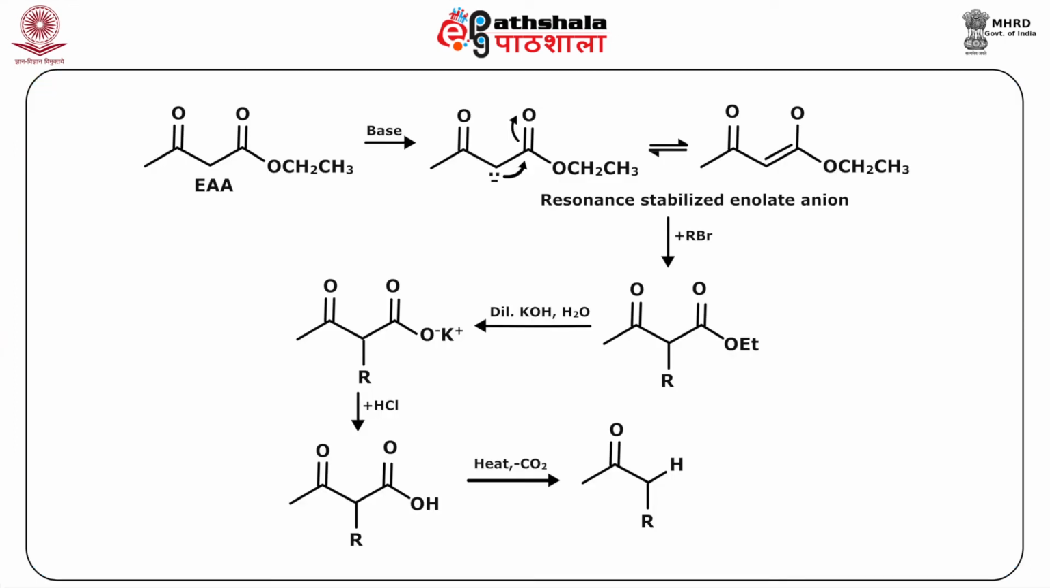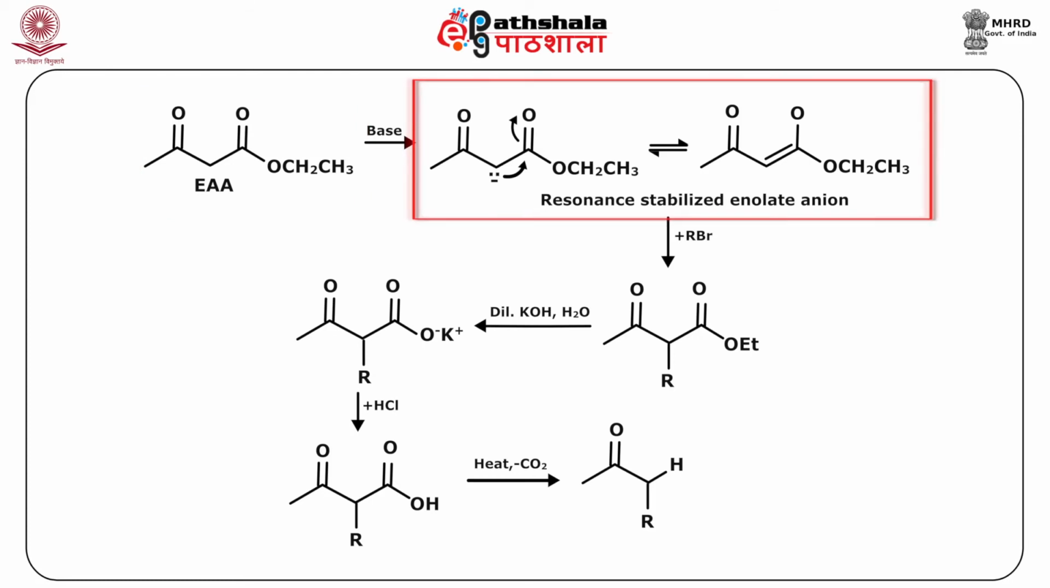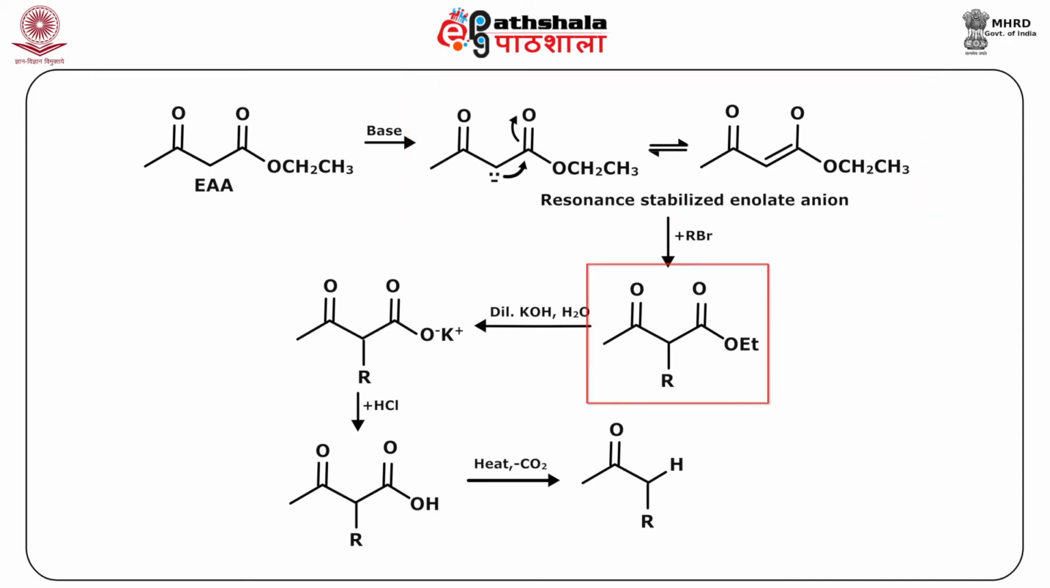Abstraction of an acidic proton from either EAA, ethyl acetoacetate, or diethyl malonate generates an enolate anion, which can be regioselectively alkylated, as shown here. In the presence of a base, an anion is generated, which can undergo resonance, leading to the formation of an enolate anion, which in the presence of the alkyl halide leads to the substitution of the alkyl group at the active position. In the presence of a dilute base, hydrolysis takes place, forming the carboxylic acid, which then gets decarboxylated to form the alkyl group at that end of the molecule.